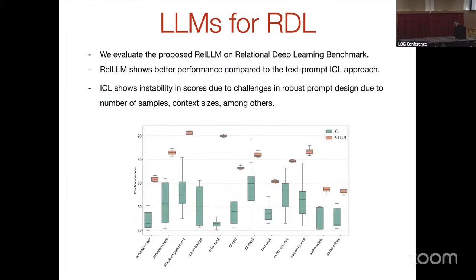So if we compare this with in context learning, which is basically if we would just textify the prompt and feed in that context, that is the green bars. The orange bars is what we get with REL LLM, and these are certain prediction tasks in RelBench. So we see that there's a consistent performance improvement. But what is more important is that we see a massive reduction in the error bars.